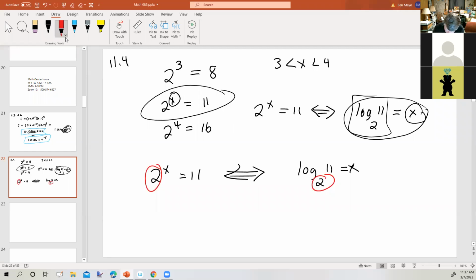So what I want to show here is that going from exponential to logarithmic form, or logarithmic form to exponential form, the base stays the same, but the other two numbers change places. Let's see how that works.